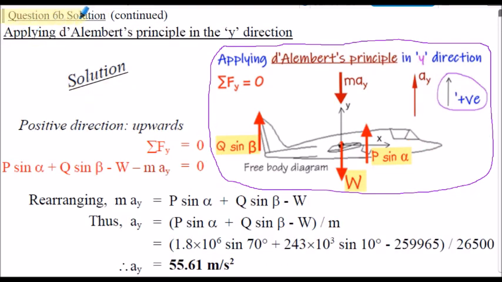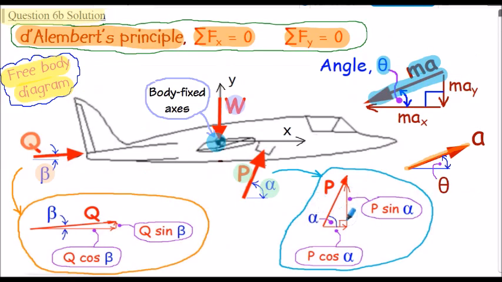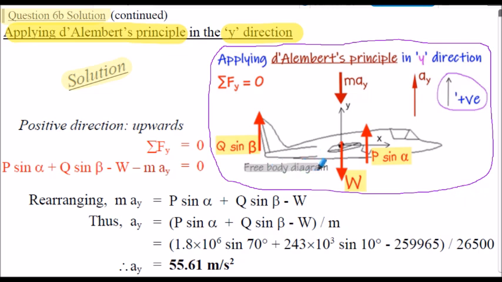So question 6b, solution continued. We're now going to apply D'Alembert's principle, but this time in the y direction. So now I'm going to summate all the vertical components. So that will be P sine alpha, Q sine beta. The weight force, of course, acts vertically down, and also the may force, the vertical component of the inertial force. So that's what's shown on this free body diagram. Notice the positive direction this time is upwards. Positive sense for our forces and accelerations.